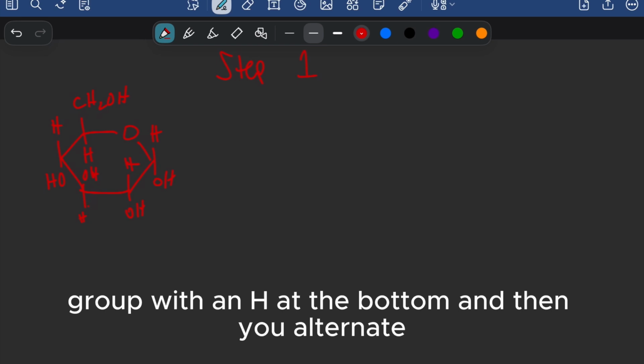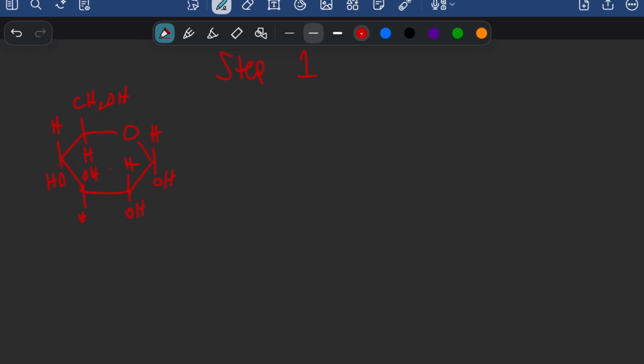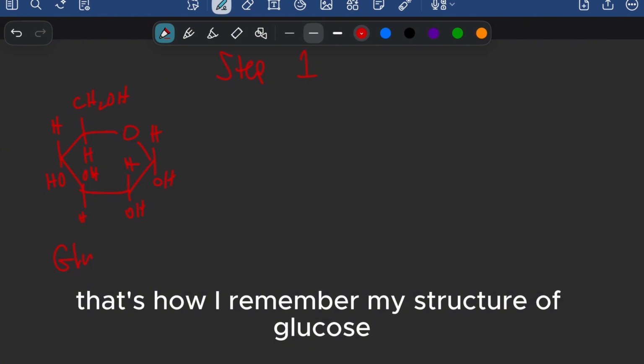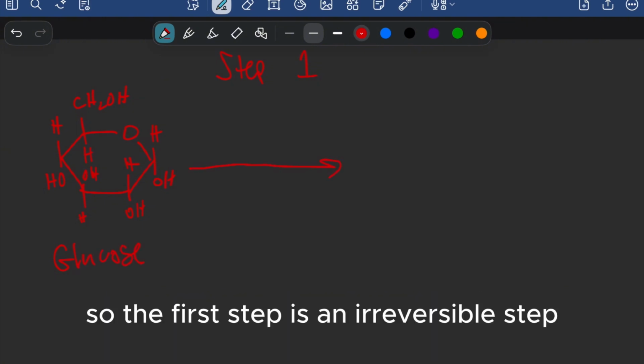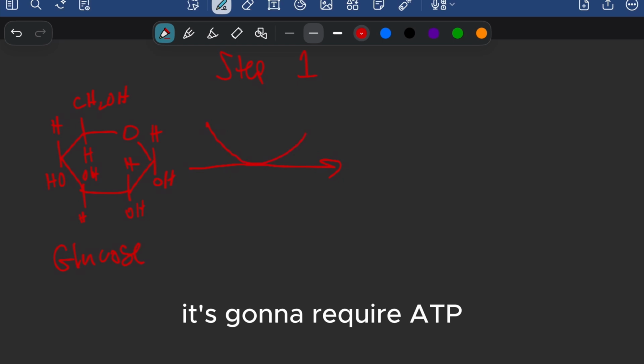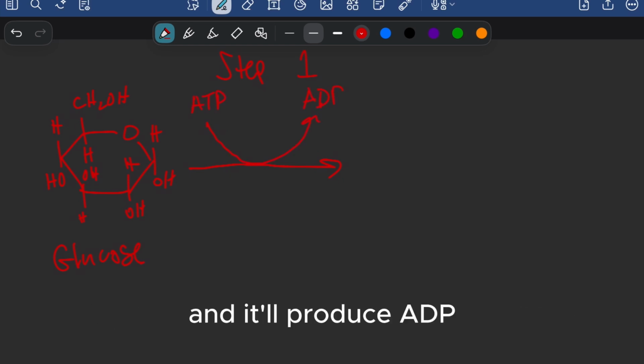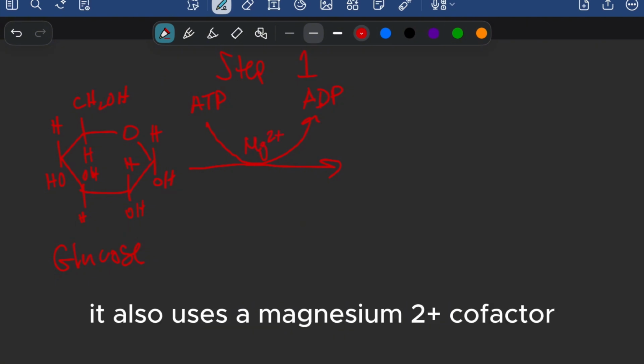then you alternate hydroxyl groups until you get to the end, which will have a repeat. That's how I remember my structure of glucose. So the first step is an irreversible step. It's going to require ATP as part of the energy investment phase, and it'll produce ADP. It also uses a magnesium 2 plus cofactor.